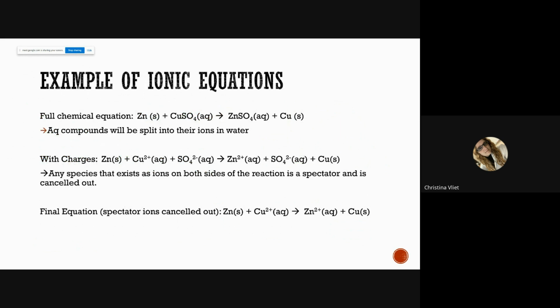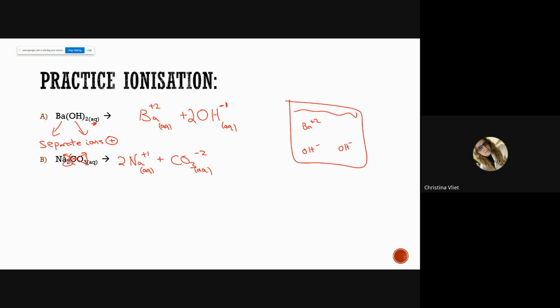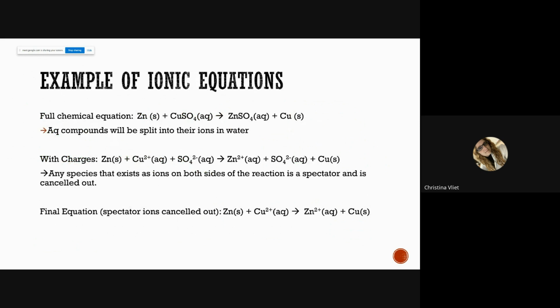So, examples of ionic equations. The next thing you need to be aware of now is whenever you see an ionic compound that says AQ, what does that actually mean about that ionic compound? It's actually dissolved in water. It's actually broken apart into its ions. So how do we then read this?